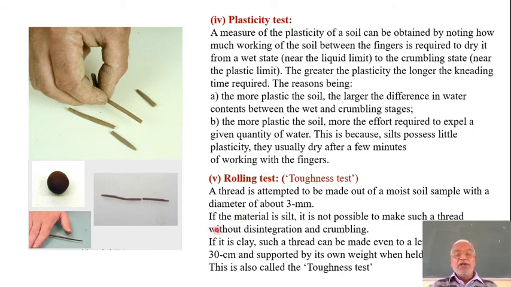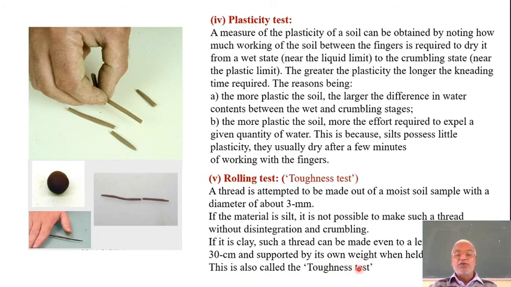Okay. Now, if the material is silt, it is not possible to make such a thread without disintegration or crumbling. So if there is more silt, it will break like that. You will not be able to make a full-fledged thread of 3 mm. Right? If it is clay, such a thread can be made even to a length of around 30 centimeters and suspended by its own weight when held at the ends.